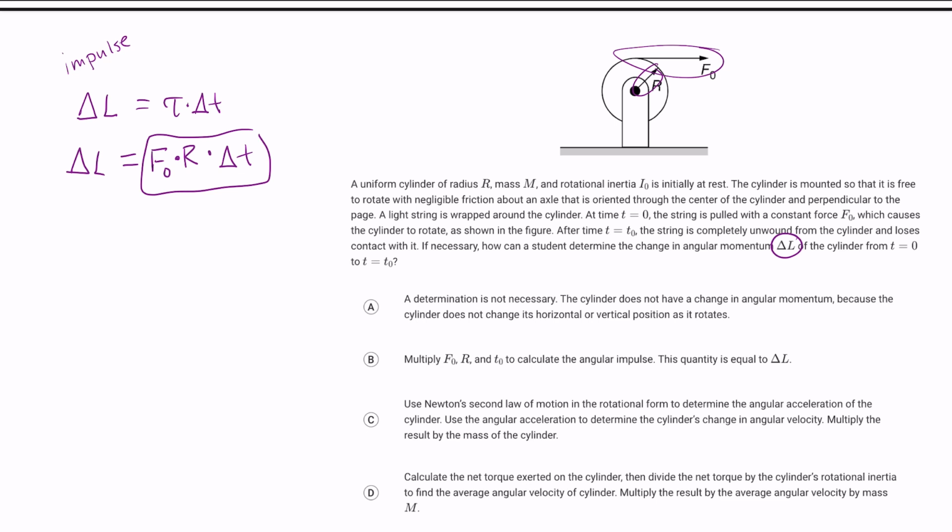Let's read through them. A says a determination is not necessary, the cylinder does not have a change in angular momentum. That's false. If there's a force applied tangent to the cylinder and it's free to rotate, then it will definitely have a change in angular momentum. B says multiply F naught, R, and T to calculate. That's exactly right. The quantity is equal to delta L.